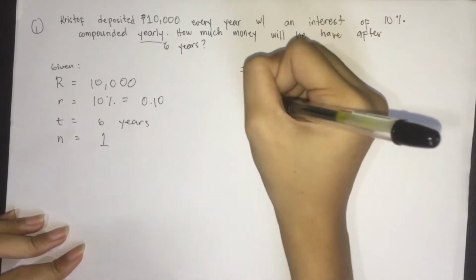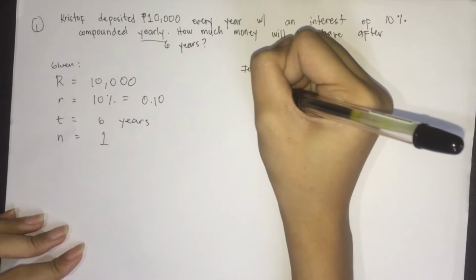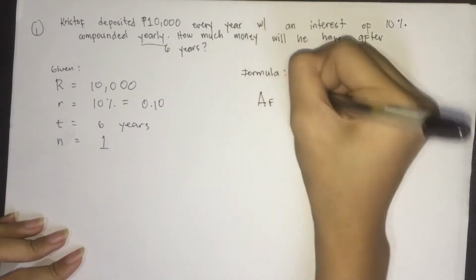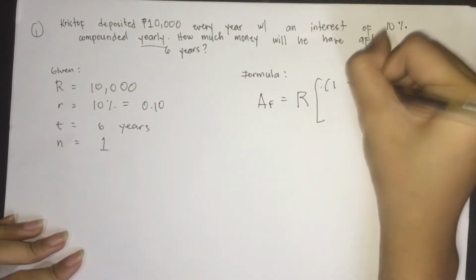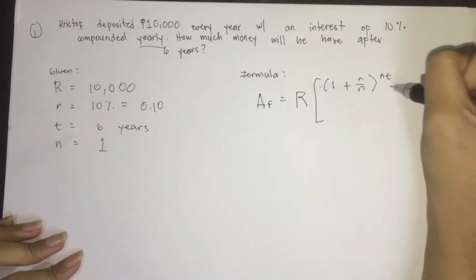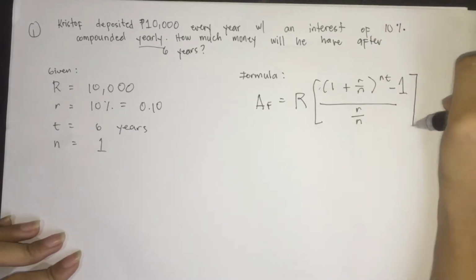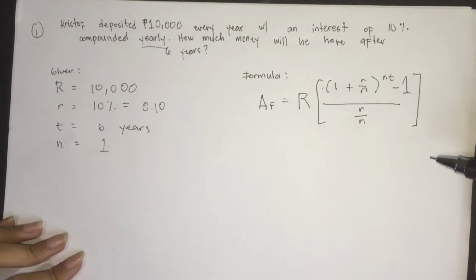Since the question is how much money will he have after 6 years, we are finding the future value, and the formula for future value of simple annuity is A_F is equal to R times the quantity of 1 plus r over n raised to the power of nt minus 1 over r over n. So first thing that we need to do is to substitute the given to the formula.